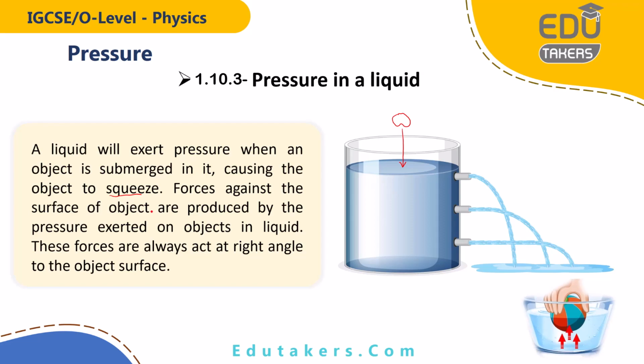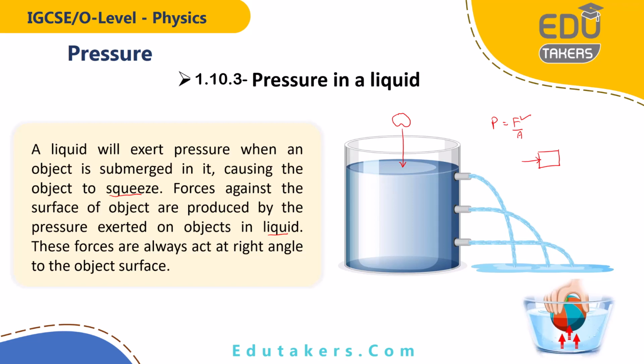Forces against the surface of the object are produced by the pressure exerted on the object in the liquid. It is because of the reason you know that pressure is force per unit area. So the forces are produced only when the pressure is exerted in the liquid. These forces are always at right angle to the object surface. You also know that when you have to produce the pressure, the force that you apply on the object is always at right angle to the surface.